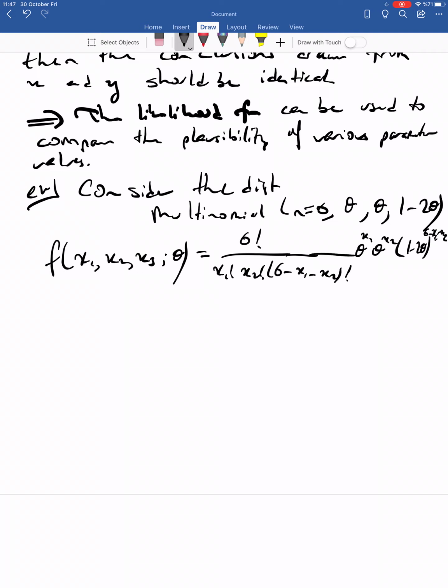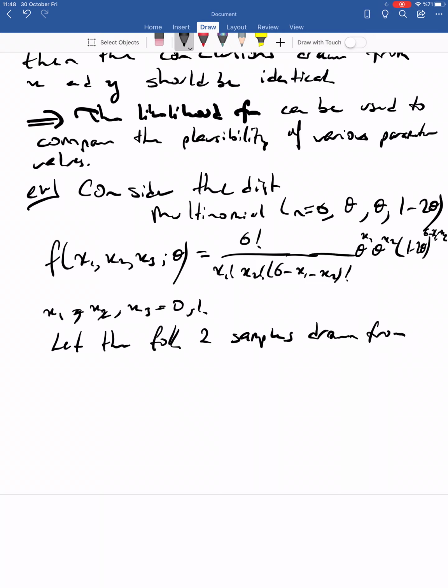Here x1, x2 and x3 take values 0 and 1 and so on, but they are bounded by 6 when we take the sum. So the following two samples drawn from this distribution have the same likelihood.